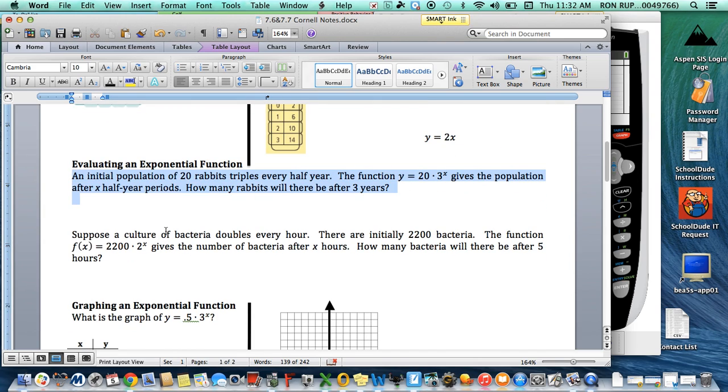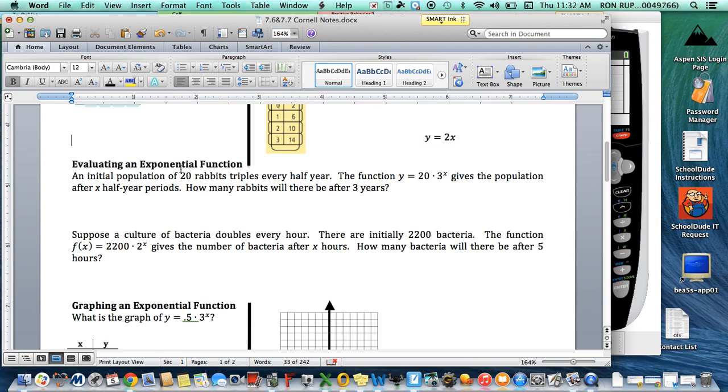So if you look at these two problems here, I'm actually going to do a third type of problem that's different than this one that I just want you to see. We'll talk about that in a minute. But an initial population of 20 rabbits triples every half of a year. The function y equals 20 times 3 to the x gives the population after x number of half-year periods. How many rabbits will there be after 3 years? Well, this is perfect, because we have all the information we need here.